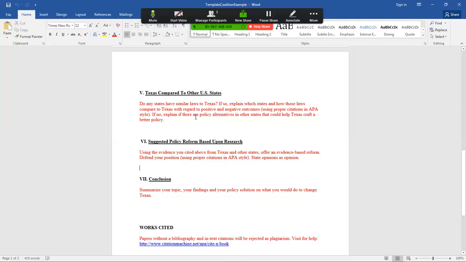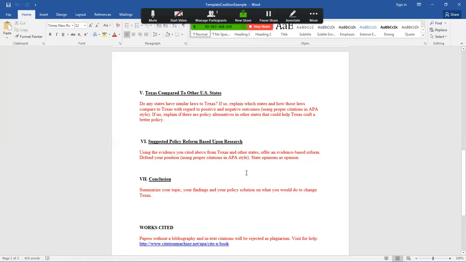A lot of people that look at marijuana laws will say, well, let's do what Colorado did. Trying to think of other, like death penalty stuff. There's lots of other states that have completely repealed their death penalty laws or amended them. You have lots of options here, but you have to use the evidence you cited above to offer evidence-based reform. So you're going to give me a policy solution, but you have to give me enough evidence based on what you have written that I believe that reform will do what you say it will do.